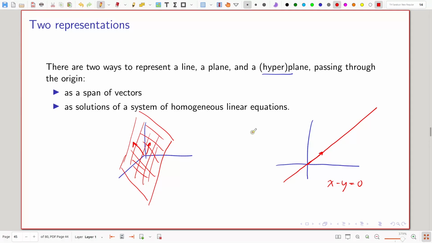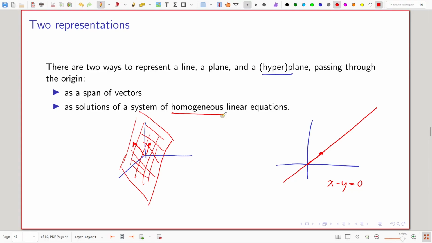So there are geometric objects that can be expressed in 2 ways. One as a span of vectors, another as the solution of a set of linear equations. But these are linear equations where the right hand side constants are all 0. We refer to them as homogeneous linear equations. We'll come back to that soon. This set has a nice property: although it can be expressed in 2 ways, they are the same thing.